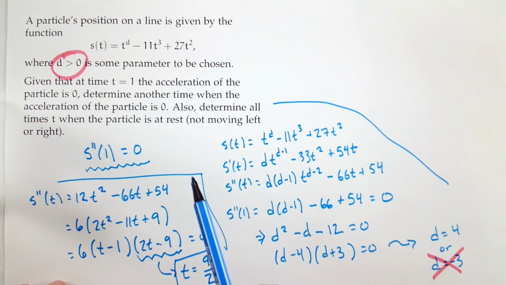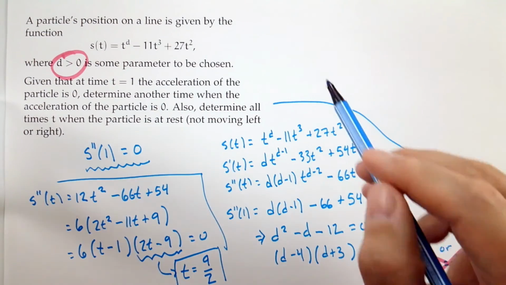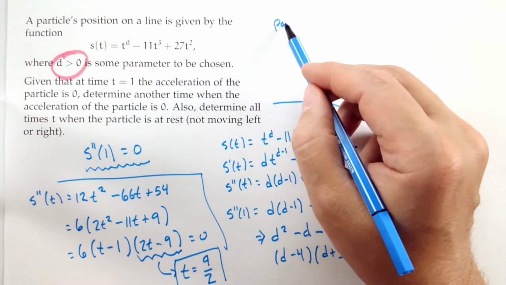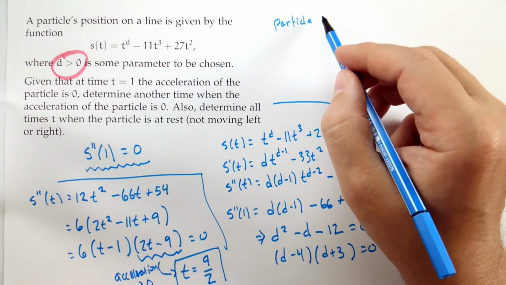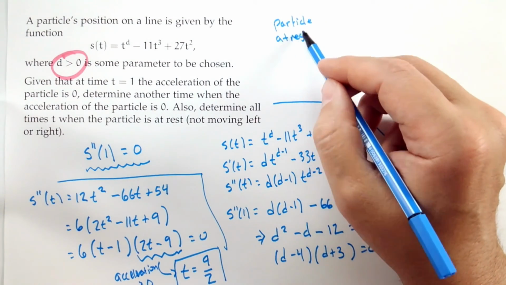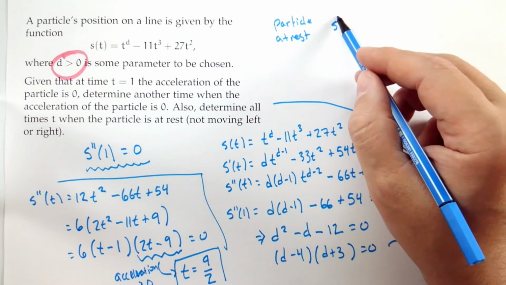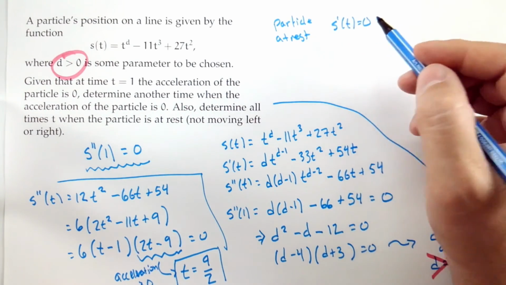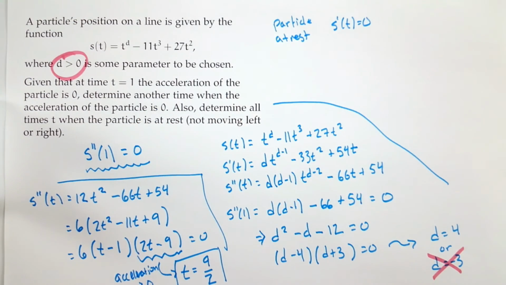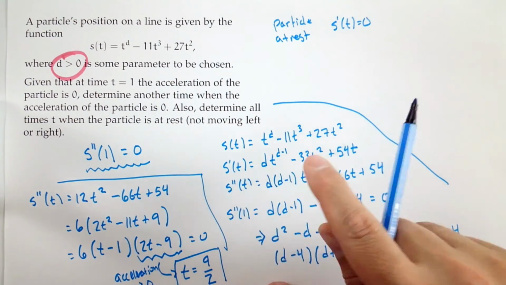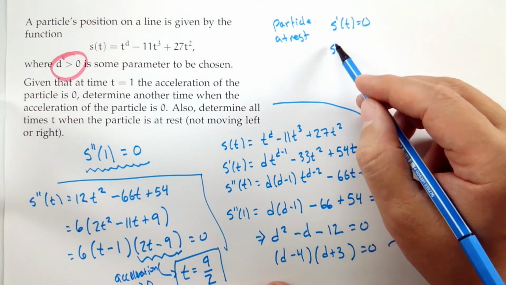Now, if we want to do when is the particle at rest? Okay, so particle at rest means what? So let's just recall this is acceleration is 0. So particle at rest means that s prime of t equals 0. And remember, we want to find all the times t. So we're going to take our s prime of t, and let's see what that becomes.